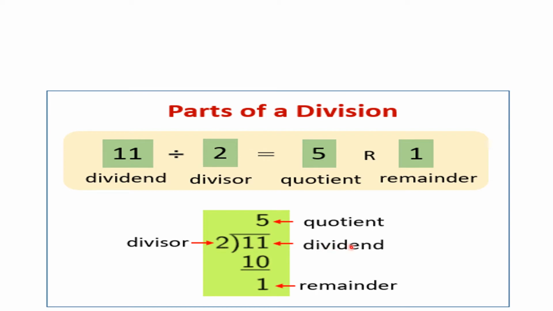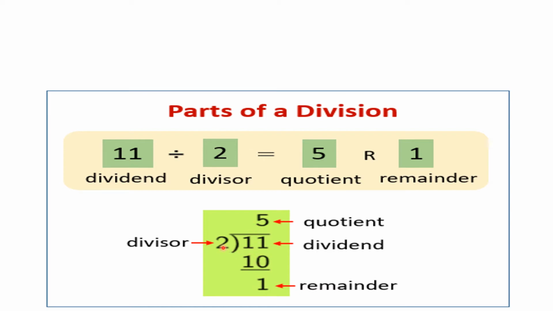11 is the dividend. 11 is the number which is divided. That is called the dividend. And 2 is the number by which we divide. That is called the divisor. So how do we actually divide? We will ask one question: how many 2's fit in 11? 2 ones are 2, 2 2's are 4, 2 3's are 6, 2 4's are 8, 2 5's are 10 and 2 6's are 12.